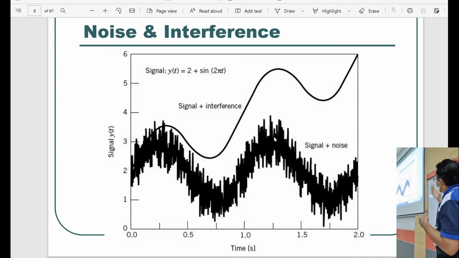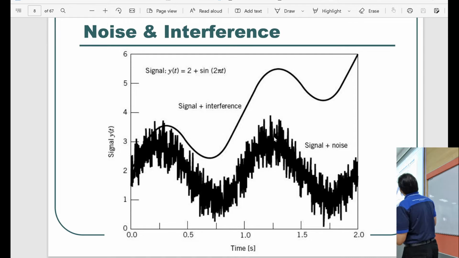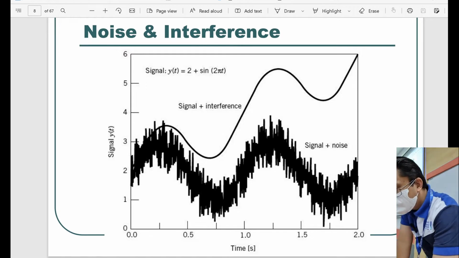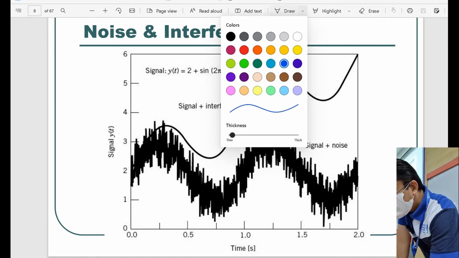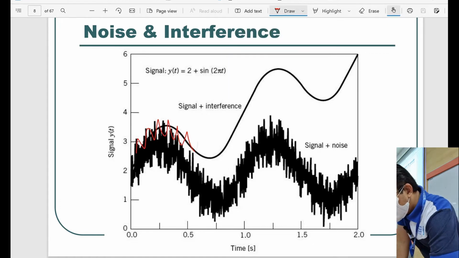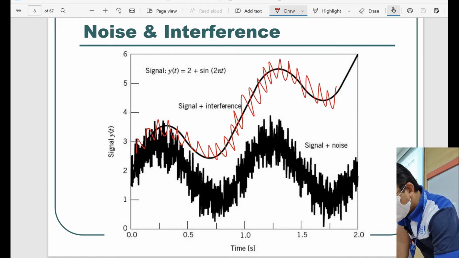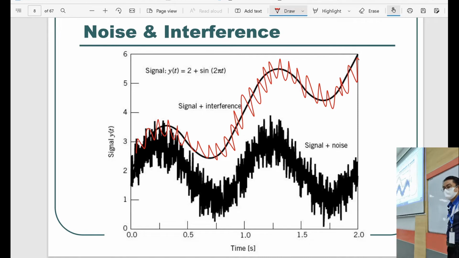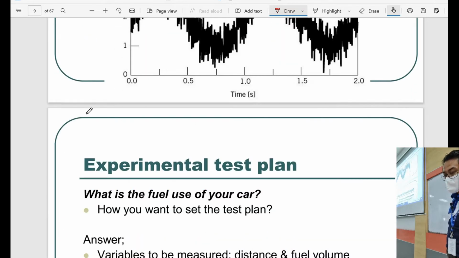So this is actually the difference between them. What happens if a signal is added with interference and noise? You can see that it will be something like this, something like this. So this is actually a signal plus noise plus interference. Okay, so that sounds very clear.